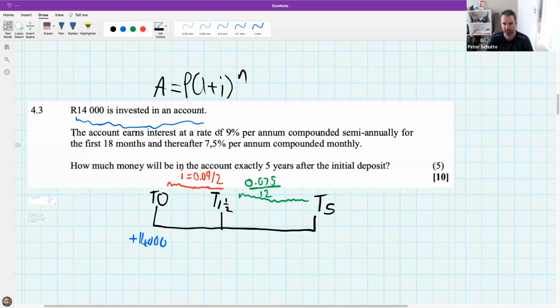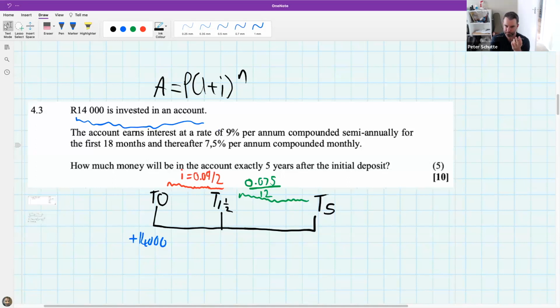I think the trickiest bit is, notice how I have T1.5. T1.5 says first 18 months, and 18 months is the same as a year and a half. Because my timeline is in years, I converted 18 months into years.